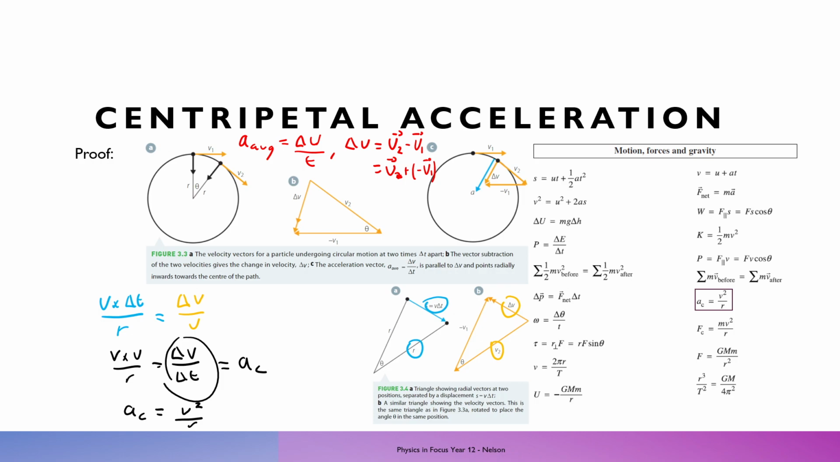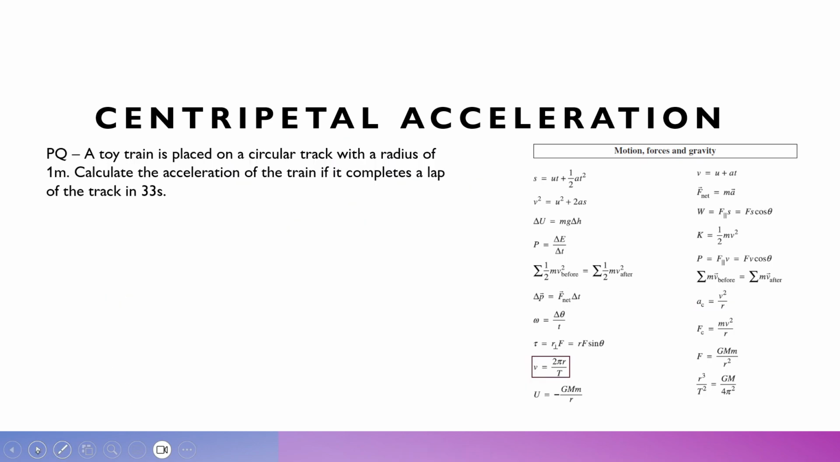Now this proof is a little bit involved and there's a couple of steps to it. I'm happy to discuss it further in class, but for now let's just have a look at applying this formula to our train problem. So again, we've been told that a toy train is being placed on a circular track with a radius of 1 meter. We're being asked to calculate the acceleration of the train as it completes a lap of the track in 33 seconds. So we know that the time for one full revolution is equal to 33 seconds, and we know that the radius is equal to 1 meter.